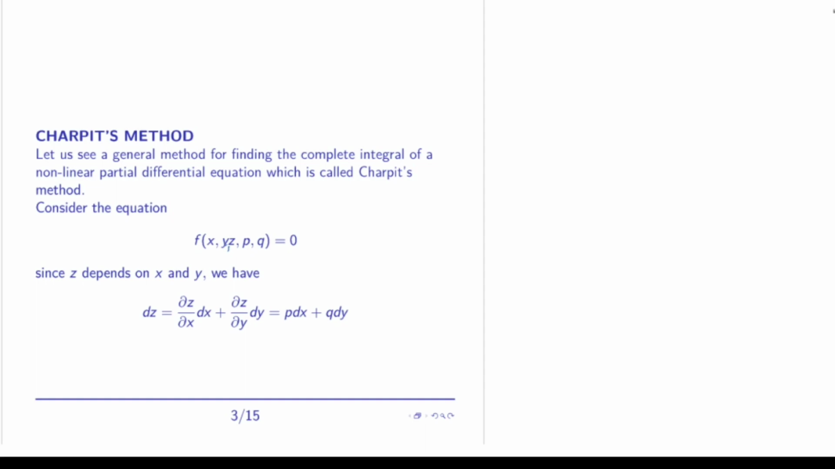Using Charpit's method, we solve partial differential equations which are nonlinear, and we solve equations of the form f(x, y, z, p, q) = 0, and we know that dz is equal to ∂z/∂x dx plus ∂z/∂y dy, which is equal to p dx plus q dy, which is the chain rule.